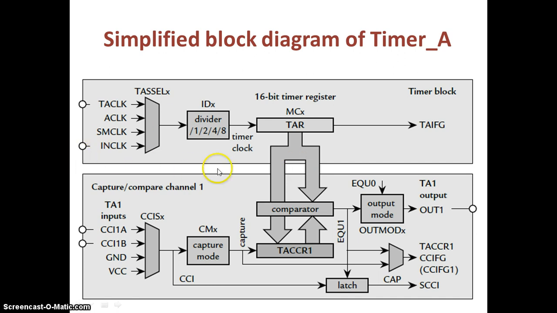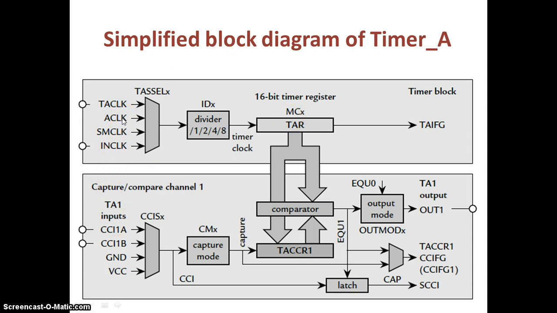Okay, I will try to recall some of the concepts which are required for measurement in capture mode. In a timer block we have a 16-bit counter, that is called the 16-bit timer register. And for this 16-bit counter we have 4 clock sources. That is, TA clock is an external clock, and ACLK and SMCLK are internal clocks, and INCLK. This INCLK and TA clock are complement to each other. Okay, we can select any of these signals for the 16-bit counter.